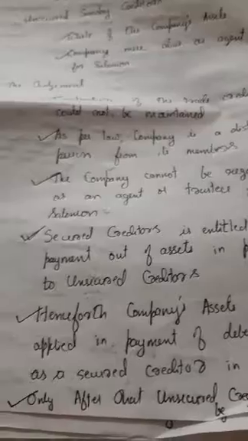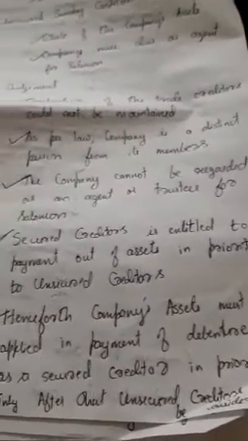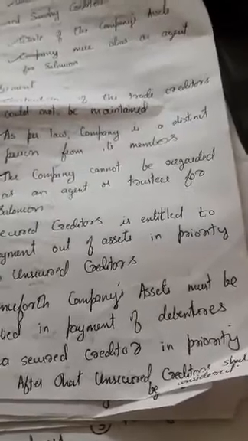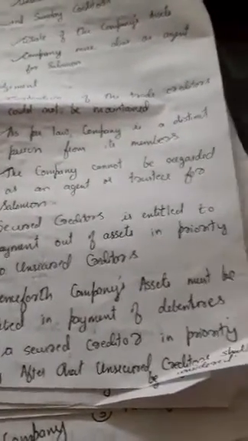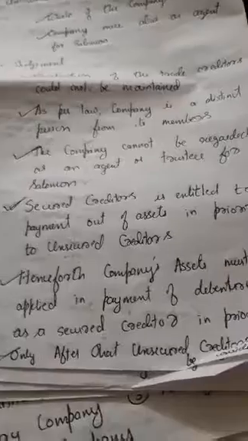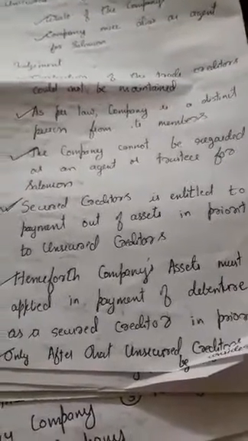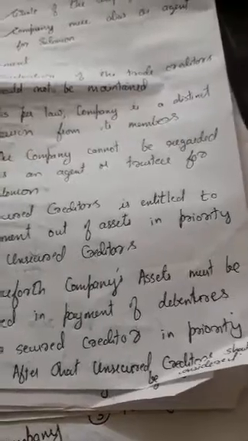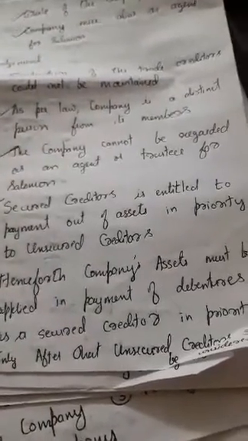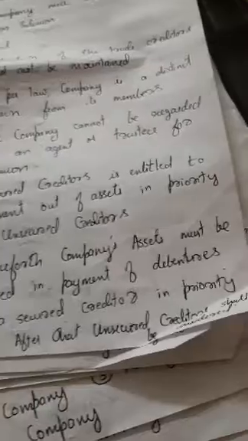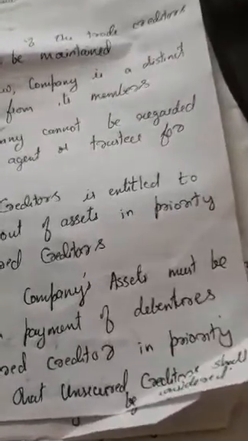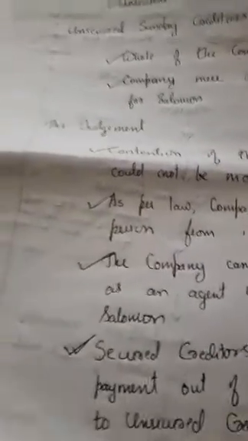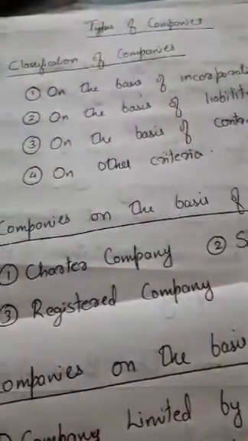Secured creditors are entitled to payment out of assets in priority to unsecured creditors. Henceforth, the company's assets must be applied in payment of debentures as a secured creditor in priority. That is, debenture holders must be paid first, in priority to the unsecured creditors. Only after that shall unsecured creditors be considered. Okay, this is the judgment. Now let's begin today's session.